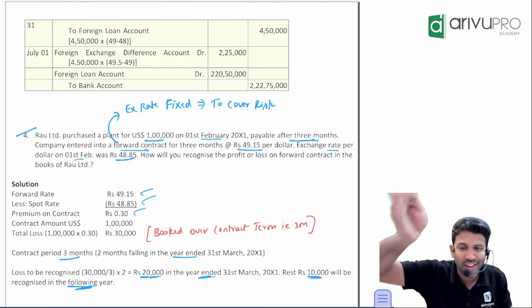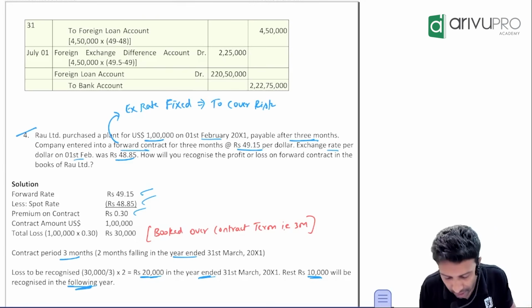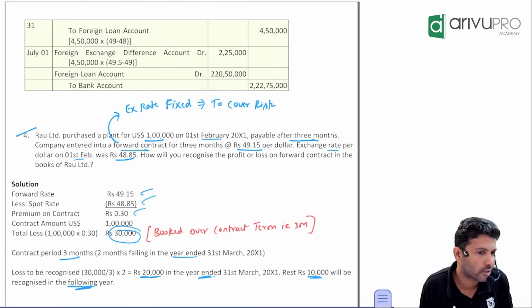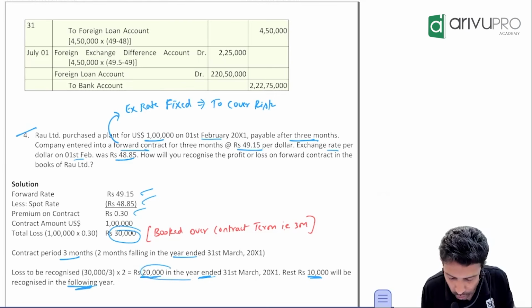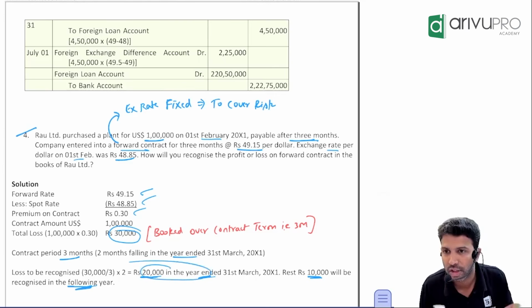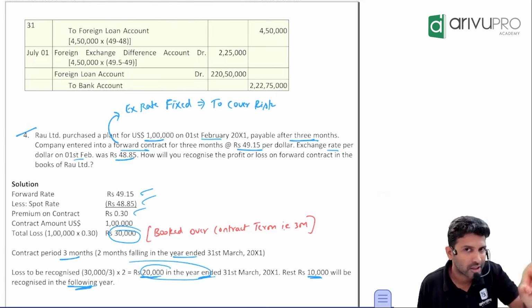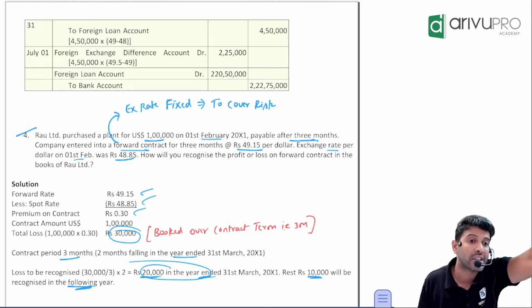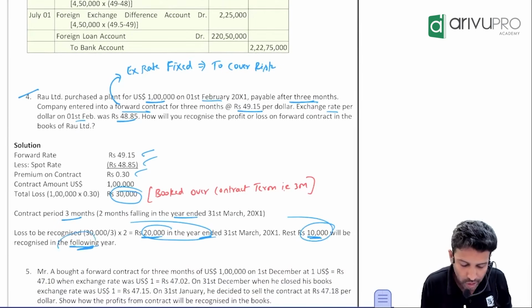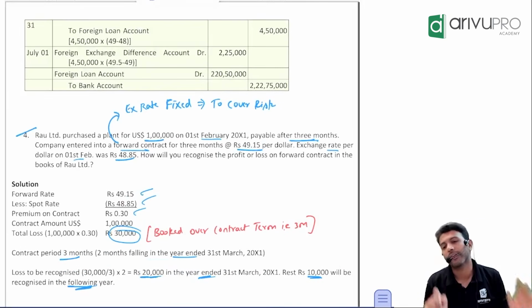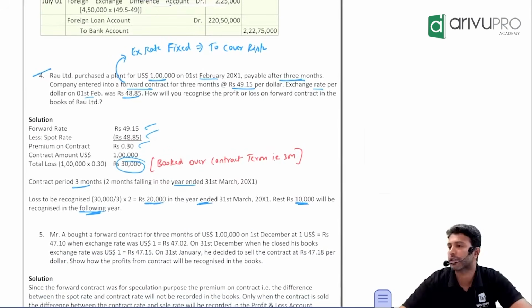Sir, our year ends on 31st March. That means out of this 30,000 loss, 20,000 you will account for in the current year, because the current year ends in March. But there is one more month, April, that falls in which year? Next year. That 10,000 balance loss you will pass in the next year. That's what you have to write. It is also a popular 2-marker question.